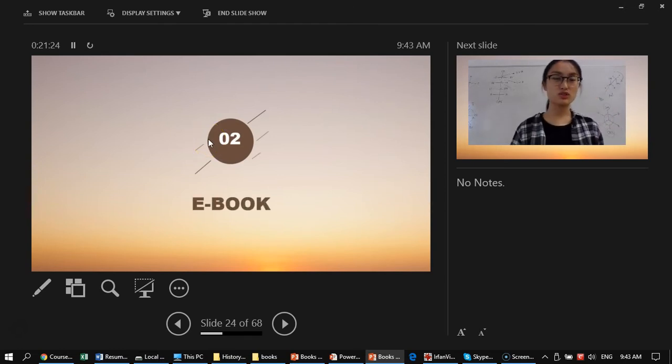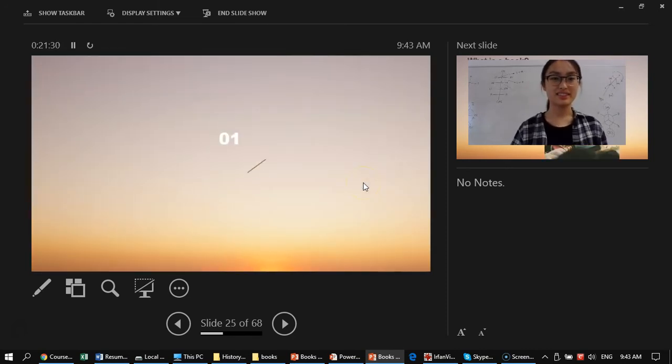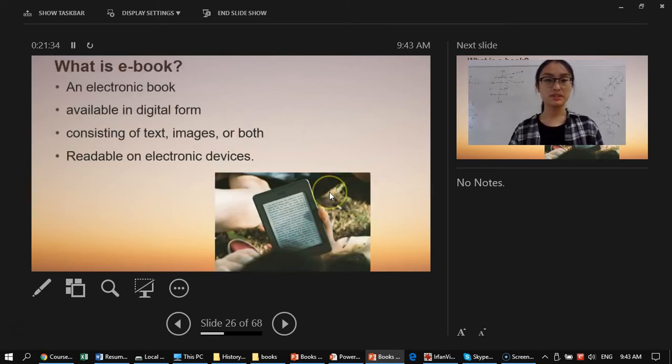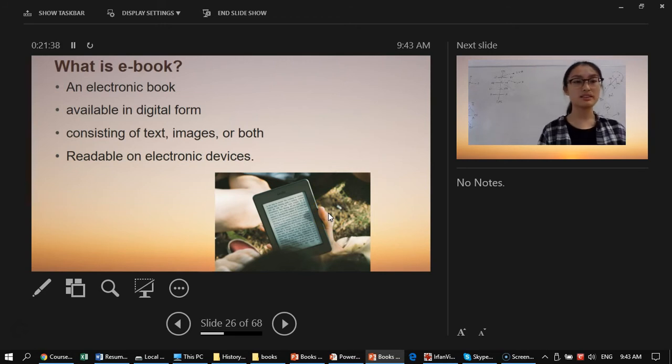And then let's go to part 2, ebooks. I think this part is very easy to understand. The first part, what are ebooks? As you can see, ebooks are electronic books. All the words and images are in digital form.